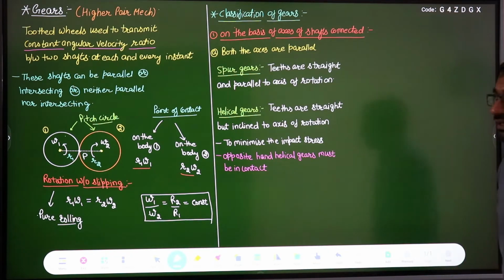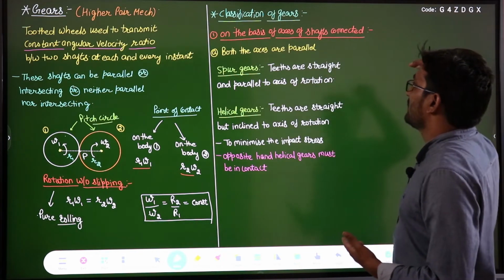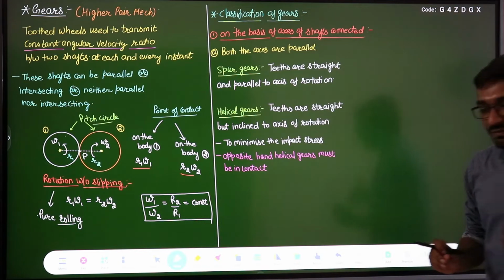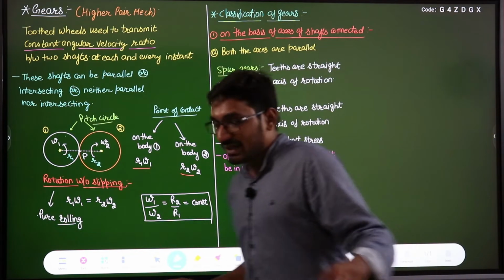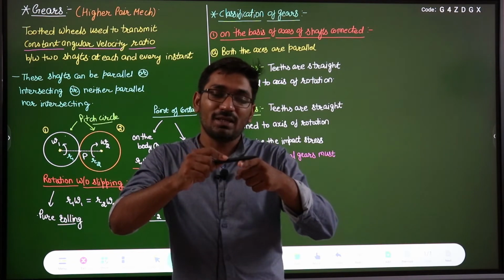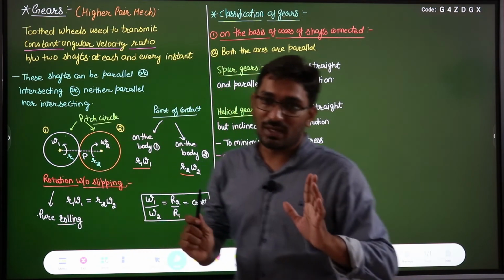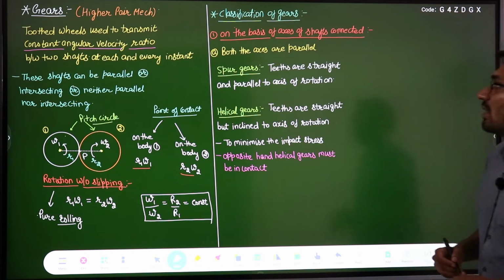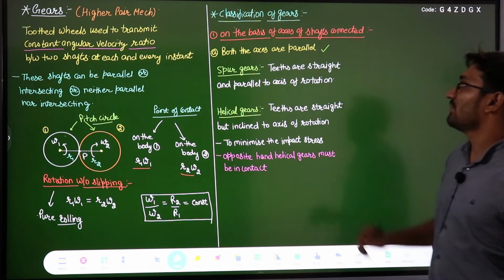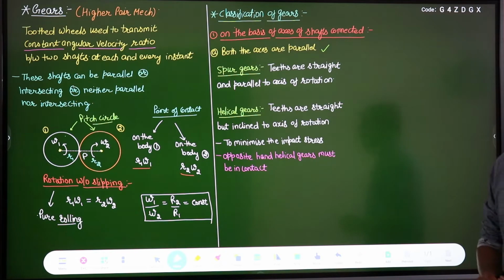Gears can be classified in a number of ways. First, we will see the classification on the basis of the axis of the shafts connected. On this basis, the axes of the shafts can be parallel, they can be intersecting, or they can be neither parallel nor intersecting. First of all, let us talk about when both the axes of the shafts are parallel.